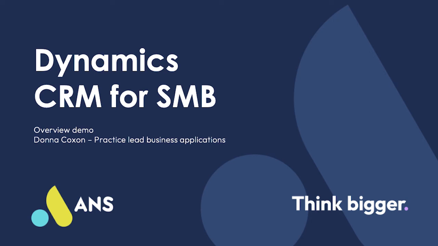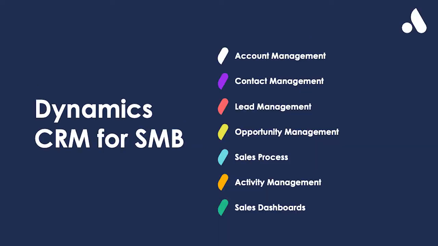The A&S Dynamics for SMB product is a Netflix-style subscription service designed specifically for small and medium businesses to help them optimize their sales management process. It takes the enterprise-scale Dynamics 365 application and automatically deploys and configures it. There's a fixed monthly price, so no surprises and no hidden costs. So let's take a look at what's included in the A&S Dynamics CRM for SMB solution.